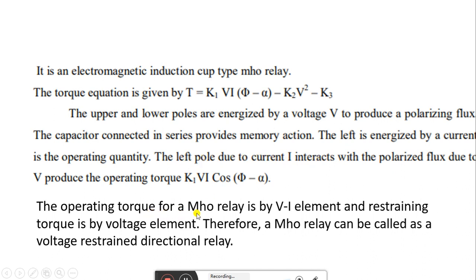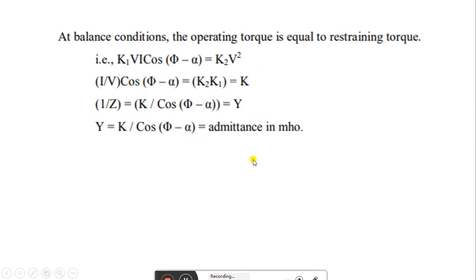Now the operating torque for the admittance relay is by the VI element, and the restraining torque is by the voltage element. The same thing is explained here. Therefore, an admittance relay can be called a voltage restrained directional relay, as the voltage element is producing a restraining torque. That is the torque equations which are describing this admittance relay. Now we will see further.